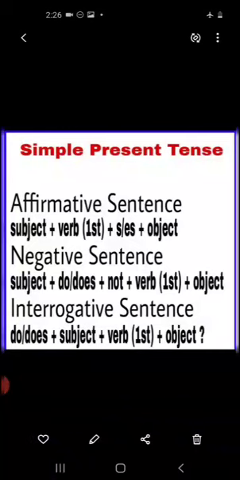Guys, if you are going to frame an affirmative sentence in simple present tense, then you have to write subject plus first form of the verb plus s or es. All right, and if you want to make the sentence negative, then we add do not or does not. For singular subject we use does not, and for plural subject we use do not. All right, have a look at the structure. Subject plus do or does plus not plus first form of the verb. When we write do or does in a sentence, then we do not add s or es to the verb.